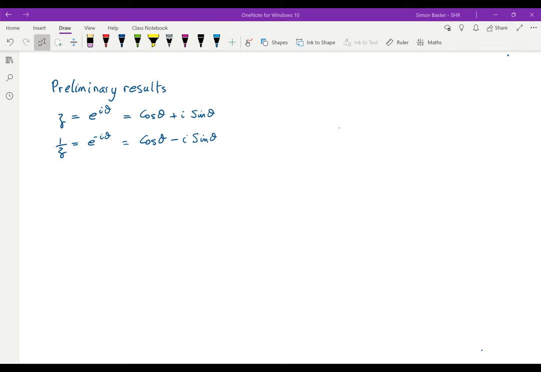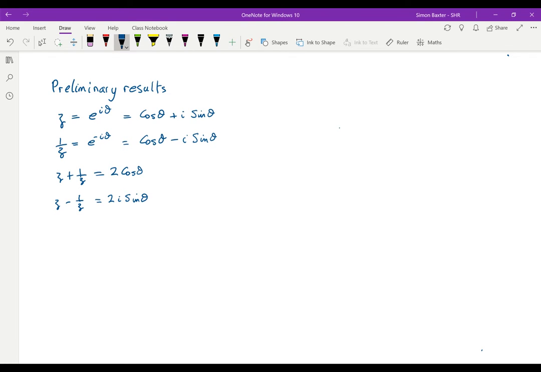Well, if I add those two, I get z plus 1 over z is equal to cos theta plus cos theta is 2 cos theta, and the i sine theta disappears. If I subtract, I get z minus 1 over z, and the cos theta disappears. Minus minus is plus, gives me 2i sine theta.